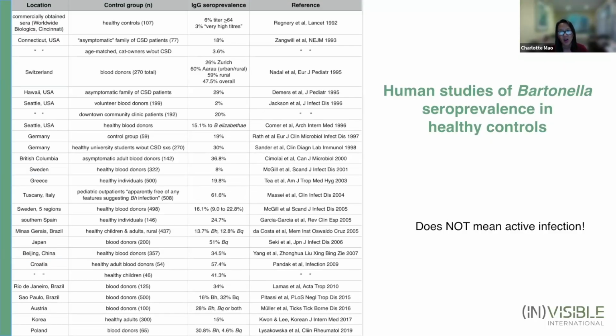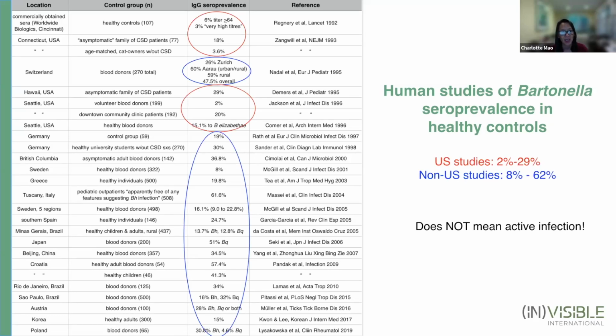Similarly, studies of Bartonella seroprevalence in healthy controls have shown high rates of asymptomatic infection, either in blood donors or healthy persons, both children and adults. And I have circled in red the US studies, which tend to be somewhat older, before 1996. They reported rates varying from 2% to 29%. Non-US studies are circled in blue, and you can see a wide range from 8 to 62%. But I wanted to show all the different studies because you can see that really a sizable number of the non-US studies report seroprevalence rates well in the even 30, 40% and higher range. Now, stressing that this does not mean active infection, but shows past exposure and infection.